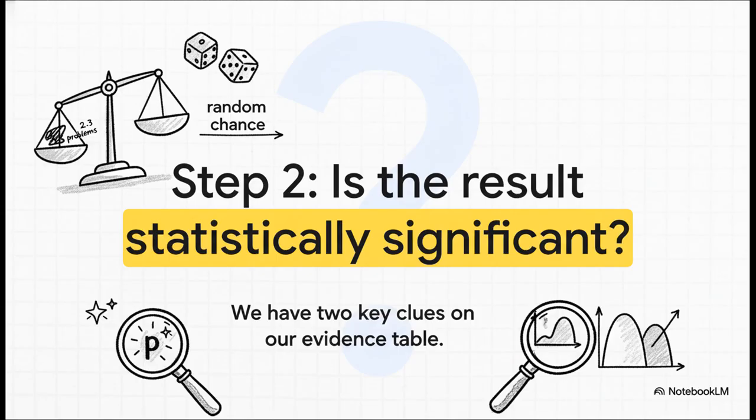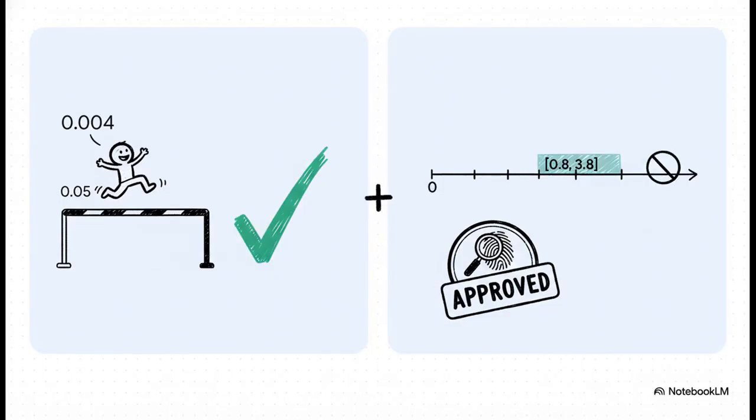Okay, so we see a difference of about 2.3 problems. But here's the big question. Is that difference real and meaningful, or could it just be a fluke? Random chance. That is what statistical significance is all about. And looking at our table, we have 2 huge clues to figure this out. Can you spot them? And here they are.